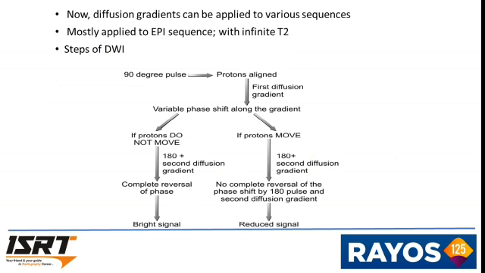Steps of diffusion weighted imaging. After the 90-degree pulse, protons are aligned. Then the first diffusion gradient is applied, causing a variable phase shift along the gradient. If protons do not move, the 180-degree pulse and second diffusion gradient are applied and there is complete reversal of phase, which gives a bright signal. If protons move, the 180-degree pulse and second diffusion gradient are applied, but there is not complete reversal of the phase shift by the 180-degree pulse and second diffusion gradient, which gives a reduced signal.